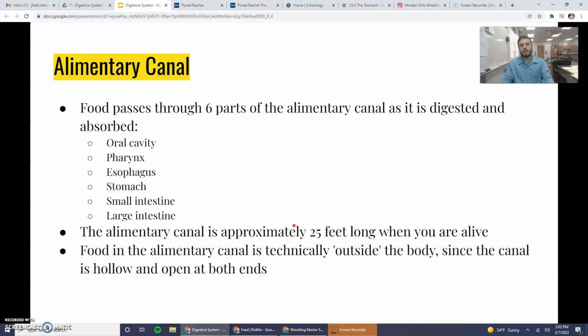But food that is inside the alimentary canal, technically, if you want to think about it, is outside of the body. Since the alimentary canal is open on both ends, both the mouth and the anus, you're basically like a hollow cylinder. You have this canal running through the middle. That food could potentially be exposed to the external environment, and so it is a common path for different illnesses, viral illnesses, and bacteria to enter the body.